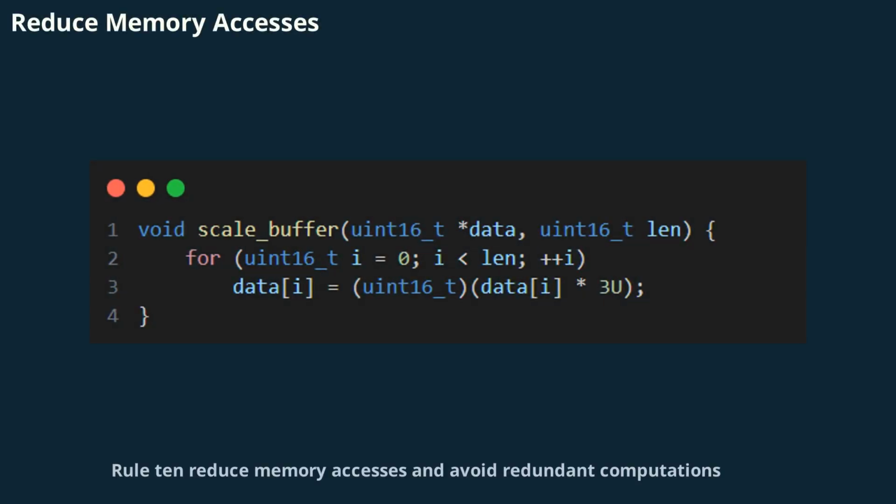Rule 10. Reduce memory accesses and avoid redundant computations. Accessing RAM is often slower than performing arithmetic operations. Cache values locally in registers or stack variables and avoid recalculating the same expression multiple times. This can make your code both faster and more energy efficient.